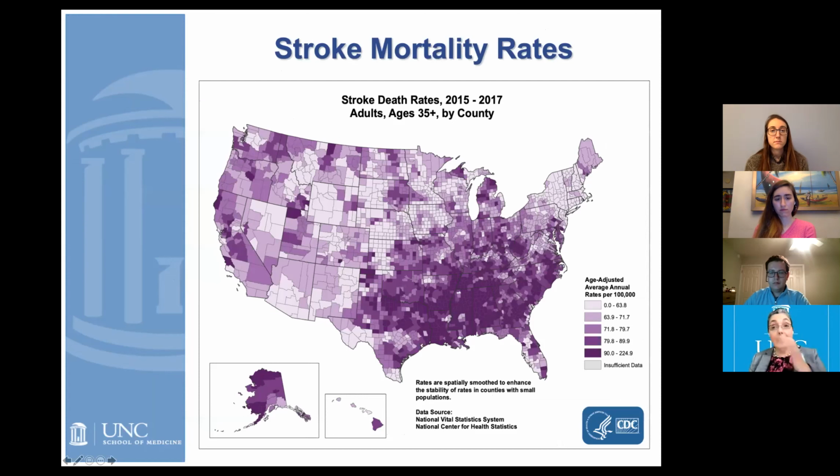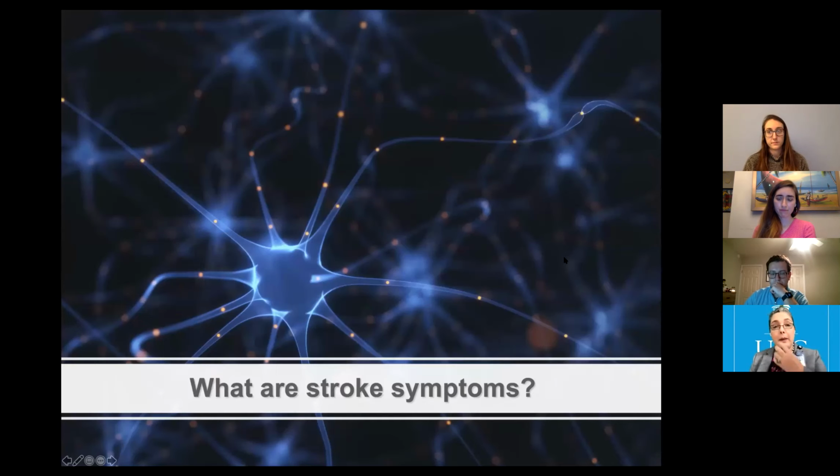When looking at mortality rates, who dies? These were 35 and older. Again, you can see that the southeastern part of the US is very highly represented. And North and South Carolina, again, have very high rates. So we have a lot of work to do. And I feel like webinars like this one are just a way forward to hopefully get us out of this situation.